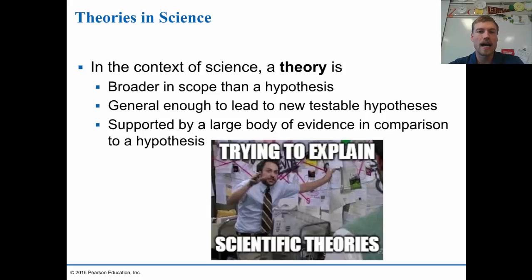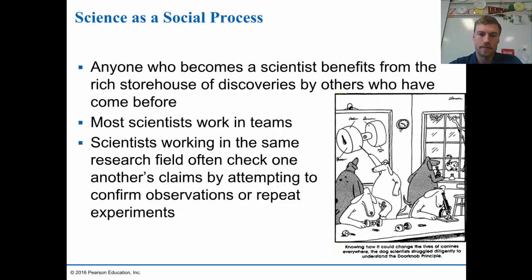Now, let's say that we've got a bunch of data, we've tested our hypotheses, right? We can then come up with what a theory is, right? And a theory is broader in scope than just a specific hypothesis, right? It's going to cover more ground, and it's going to be general enough to where it can lead to new testable hypotheses, where we can test lots of different things in order to figure out whether or not this theory is true, or maybe get at kind of the nuance of the theory, right? And a theory is supported by a large body of evidence, right? It's maybe multiple hypotheses across kind of a wide variety of scopes, as opposed to just testing one question like a single hypothesis is going to do.